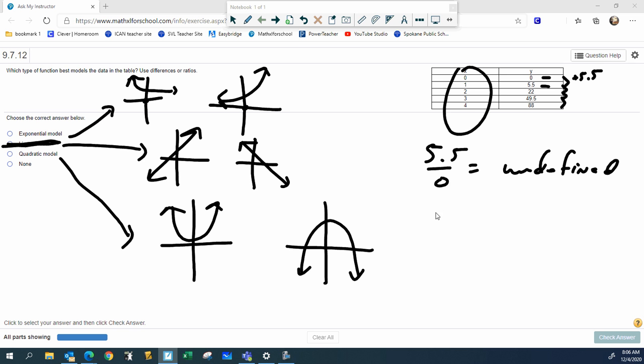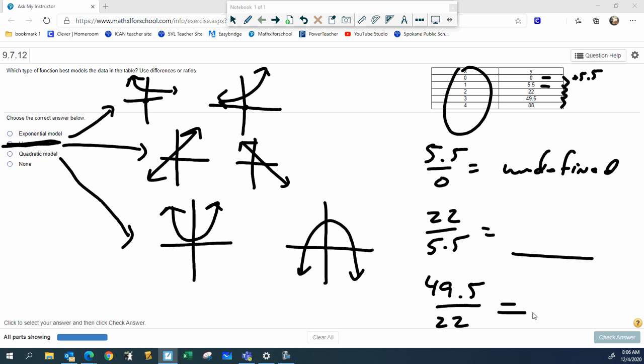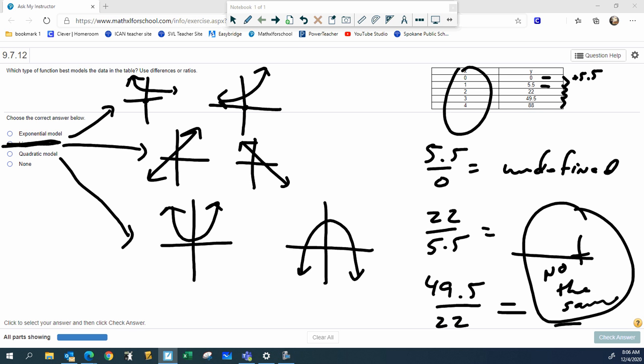Go with 22 divided by 5.5, and we'll do 49.5. So this is checking if it's exponential or not. Just do 2 of these. This one here will be a little less than 4 if I type it in. This one will be a little more than 2. So these two values are not the same. Because it has the point 0, 0 on it, I'd say it's not an exponential model. That, mixed with the fact that it's not having a common factor.